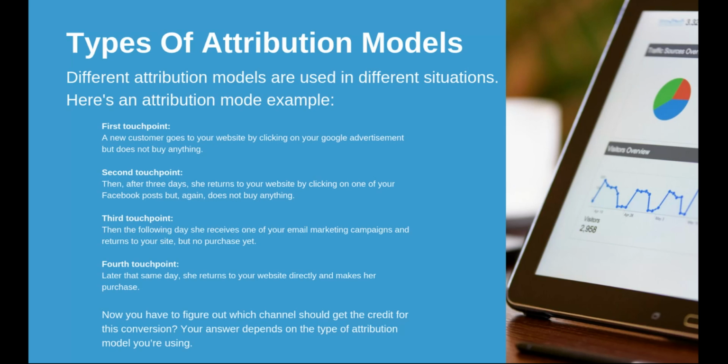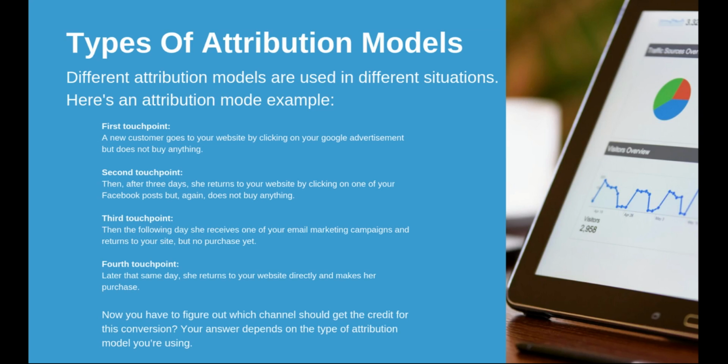There are a number of different types of attribution models. They're used in different situations, and I'm just going to talk a little bit about an example here so that you can get a sense of how this works. For the first touch point, this new customer goes to your website and clicks on your Google advertisement but doesn't buy anything. Then, at your second touch point, after 3 days, she returns to your website by clicking on one of your Facebook posts, but again, she doesn't buy anything. For the third touch point, she receives one of your email marketing campaigns and returns to your site, but does not make a purchase yet. And for the fourth touch point, later that same day, she returns to your website directly and makes her purchase.